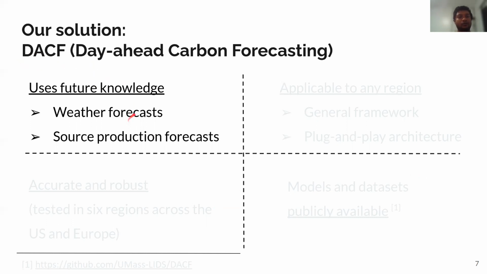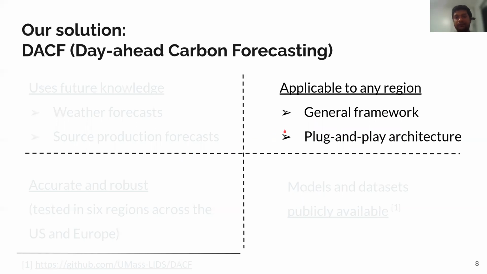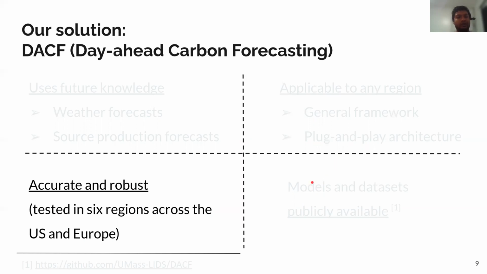DACF uses future knowledge like weather forecast and source production forecast to get the carbon intensity forecast. By source production forecast, we mean the predicted day-ahead electricity produced by a particular source. DACF has a general framework and a plug-and-play architecture, which makes it applicable to any region throughout the world. DACF is also accurate and robust.